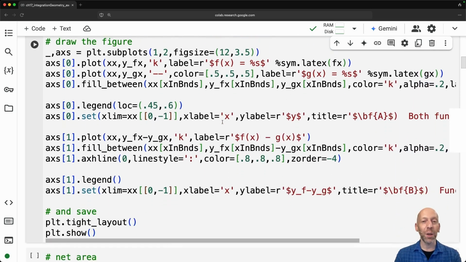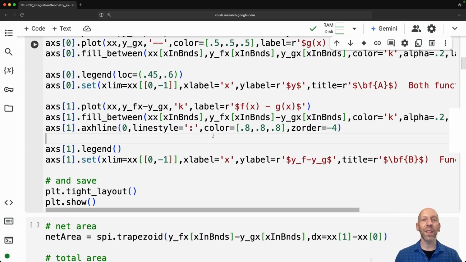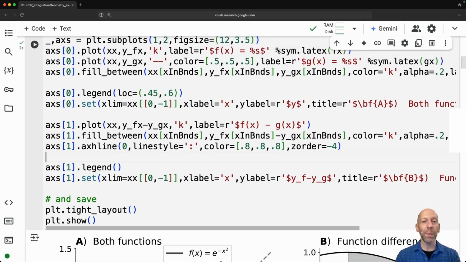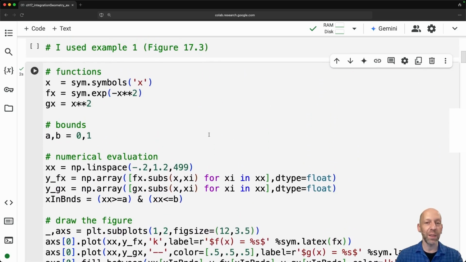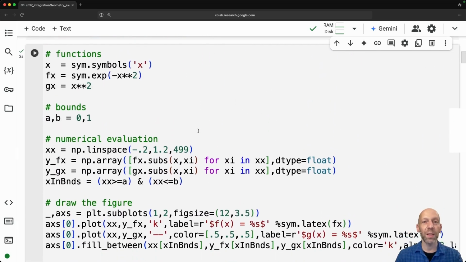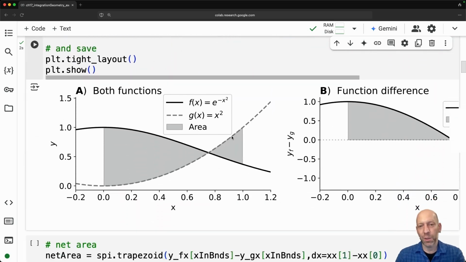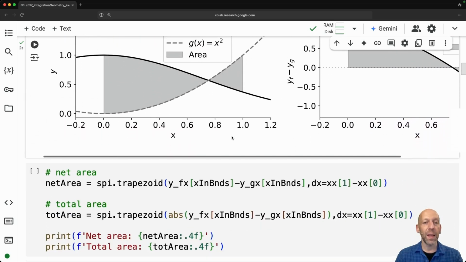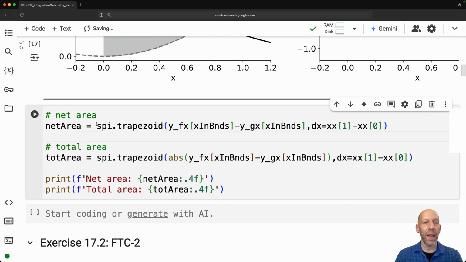Now, the rest of the code in this cell is literally copy-pasted from the code that creates figure 3. So there is absolutely nothing new in this code cell with regards to this exercise. This just reproduces that figure. Instead, what is new here is using SPI.trapezoid to identify the net area that you see here within the bounds of 0 to 1 for the difference between these two functions, and the total area.